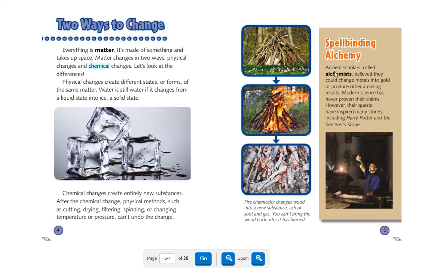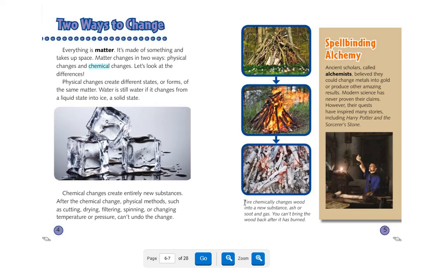Spellbinding alchemy. Ancient scholars called alchemists believed they could change metals into gold or produce other amazing results. Modern science has never proven their claims. However, their quests have inspired many stories, including Harry Potter and the Sorcerer's Stone. So it is interesting to see how science has come such a long way.